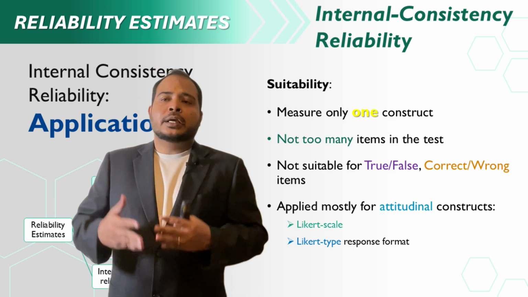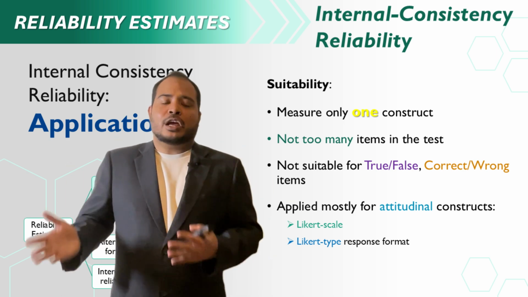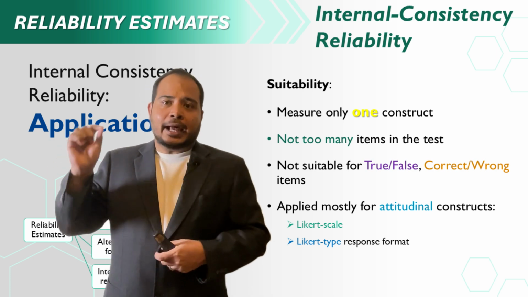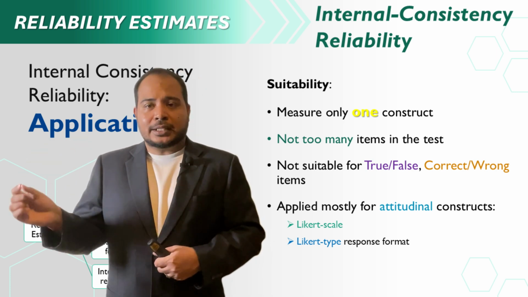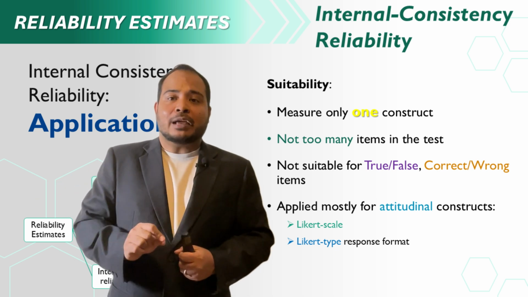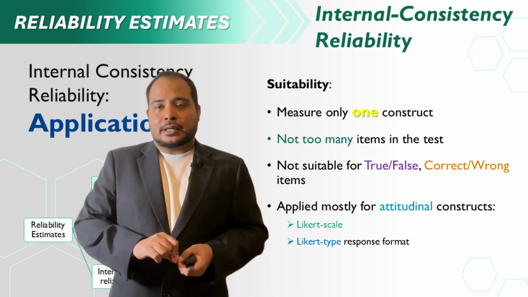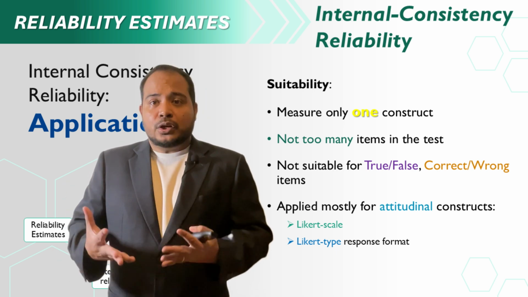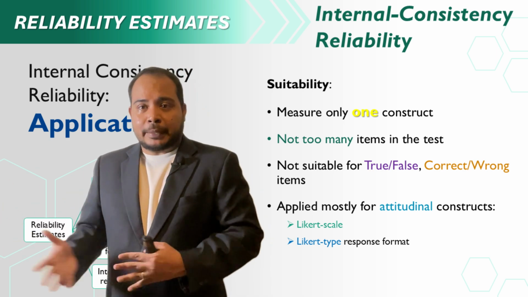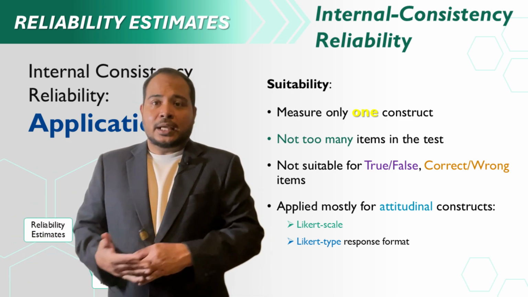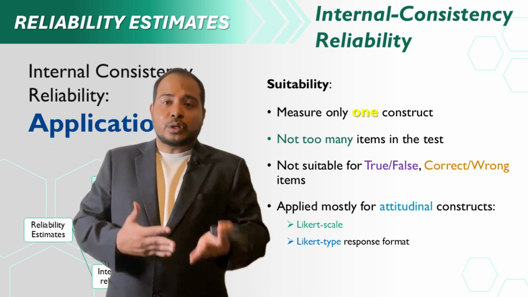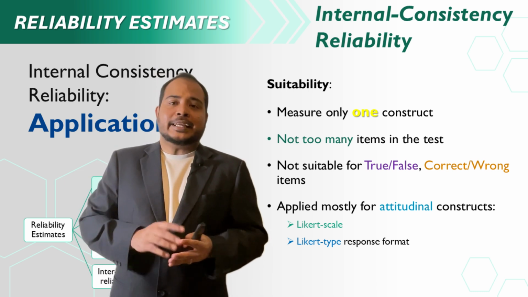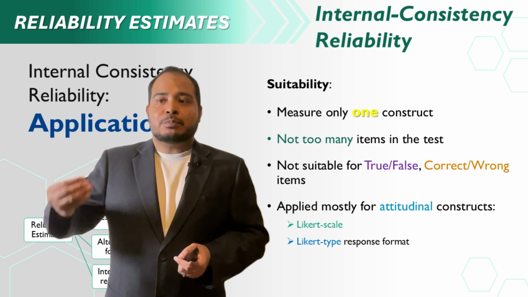For example, if you look into many tests that you have answered before, you can find that many of those tests are attitudinal constructs and they use Likert type scales. So what is a Likert type scale? It is the response format that asks you to indicate your agreement towards certain statements, whether you strongly disagree, you neither agree nor disagree, you agree, or you strongly agree. Those are examples of Likert scale or Likert type scales.